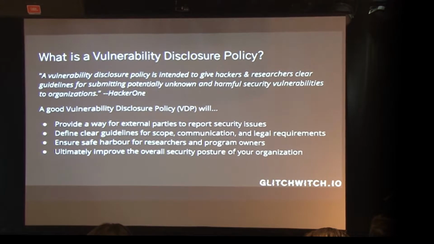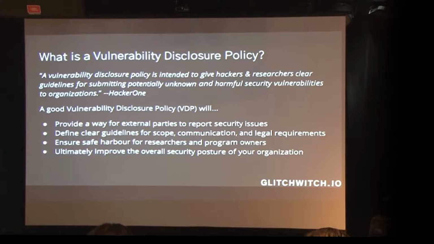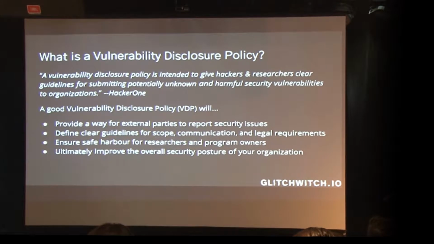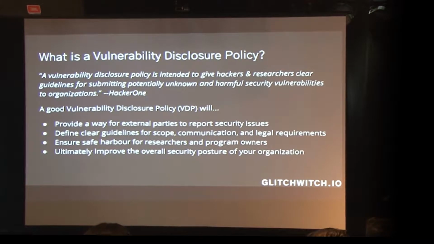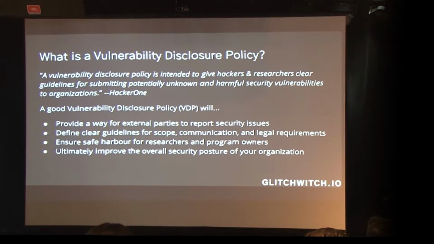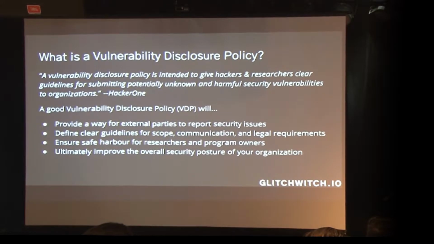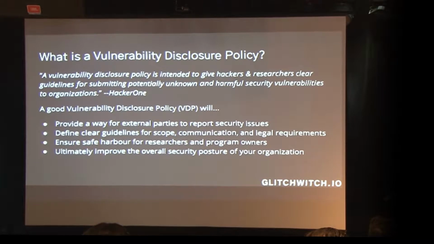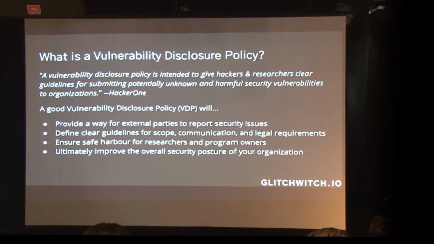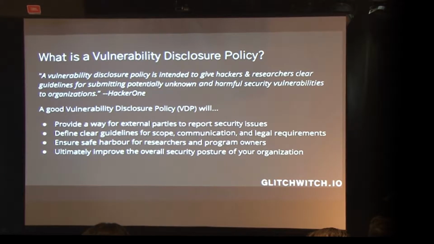So what is a vulnerability disclosure policy? Often shorthand for VDP. A vulnerability disclosure policy is intended to give hackers and researchers clear guidelines for submitting potentially unknown and harmful security vulnerabilities to your organization. So a good vulnerability disclosure policy will provide a clear path for external parties, such as hackers and researchers, to report issues to you. In doing so, it will give clear guidelines for things such as what your scope is, things that they can be testing, and things they should avoid. A good VDP will also ensure legal safe harbor for both the program runners and researchers. And ultimately, a successful VDP will improve the overall security posture of your product or organization.